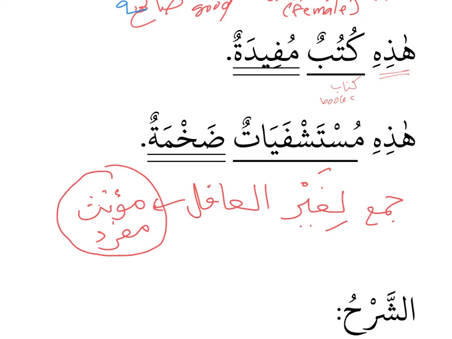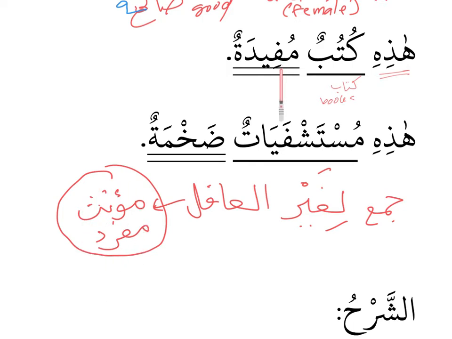You need to treat the word as mufrad and muannas. And I did mention that this is not only for the topic of isim isyarah, hadha, hadhihi. No, this is applied to all of the grammar topics. Whenever you have jama' li ghairil aqil, then you have to treat the word as if it is mu'annas and mufrad. Therefore, the word kutub here, even though this is in the plural form, you treat it as if it is mu'annas and mufrad.